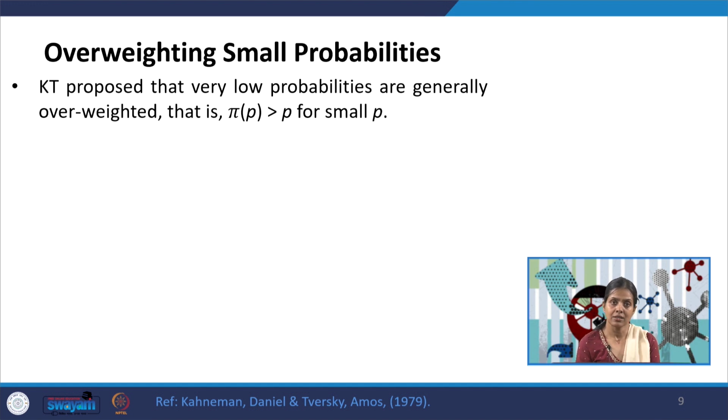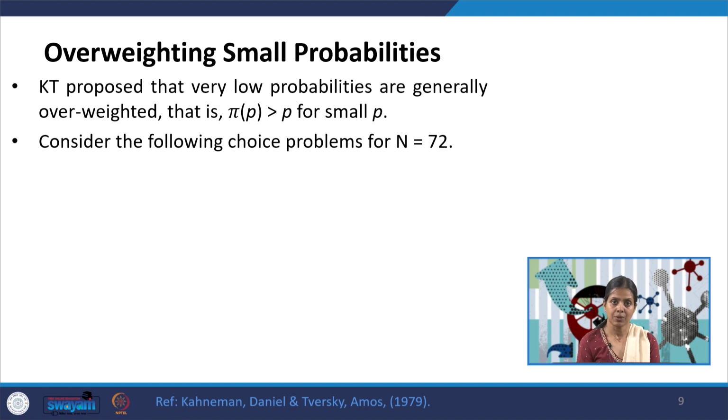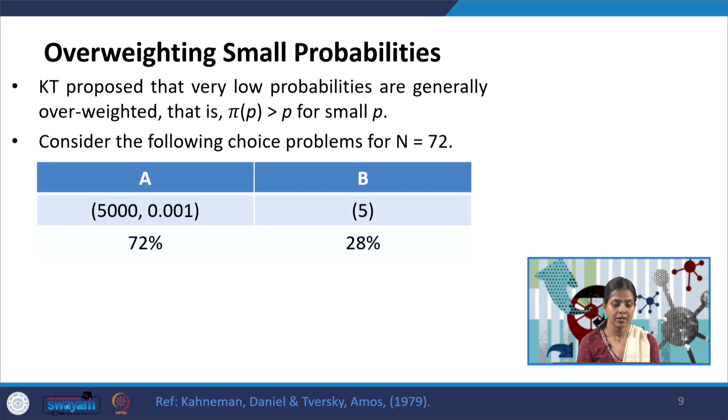In the same context, there is something called overweighting small probabilities. So, basically what does sub-additivity imply? It implies that small probabilities are given larger weights. Kahneman and Tversky propose that very low probabilities are generally overweighted, that is pi(p) greater than p for small p. Consider the following choice problems for N equals 72. Here there are first of all two gambles A and B. A says that you can win 5000 with a probability of 0.001 and B gives you a certain amount of 5. So, this is a certain win.